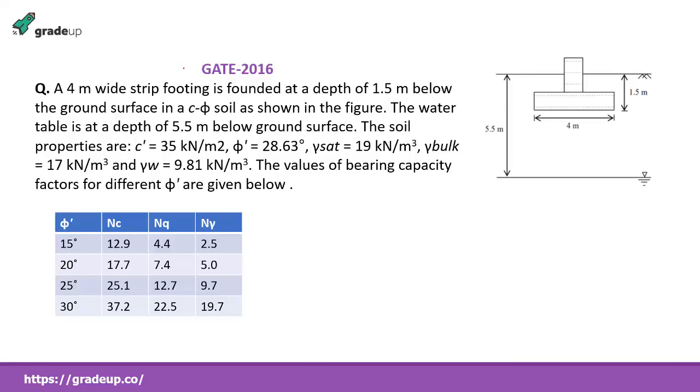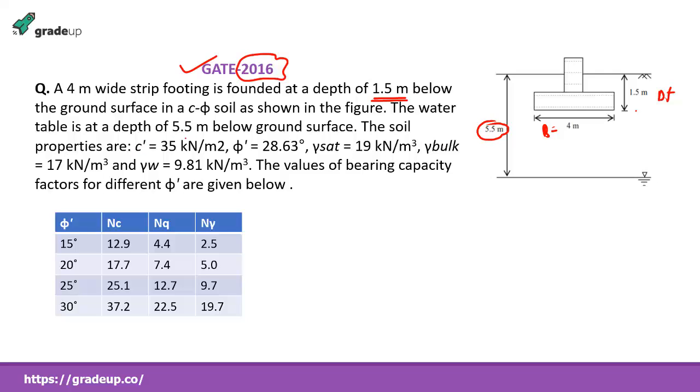Now let's take this question from GATE from the year 2016. This is a very good question. Let's see this. A 4 meter wide strip footing is founded at a depth of 1.5 meter below the ground surface. Now this depth of footing, Df, is given as 1.5 meter, and it is given that the width of footing, B, is 4 meter. The water table is at a depth of 5.5 meter below the ground surface. So the water table is present here at a depth of 5.5 meter.